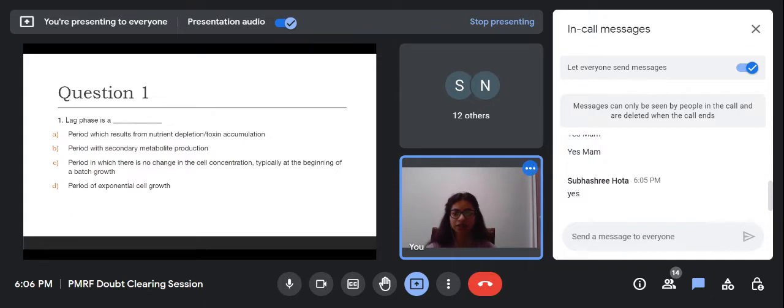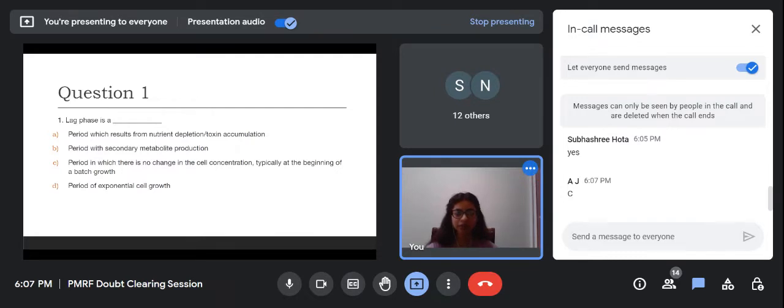So the first question is: lag phase is, and the options are: a period which results from nutrient depletion or toxin accumulation, a period with secondary metabolite production, a period in which there is no change in the cell concentration, typically at the beginning of a batch growth, or a period of exponential growth. So what do you think the answer is?